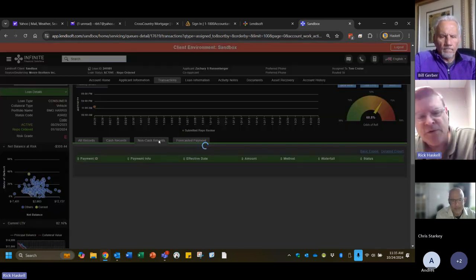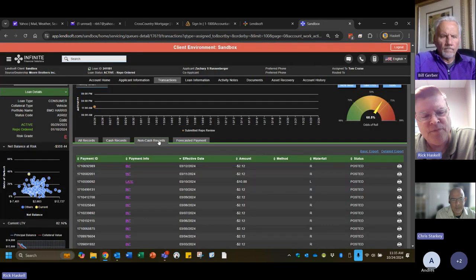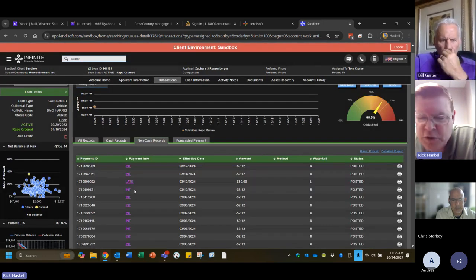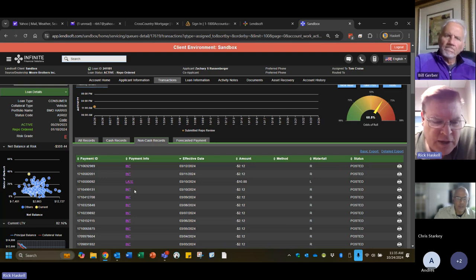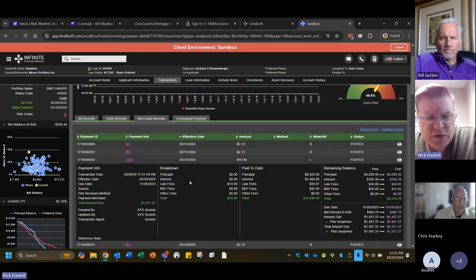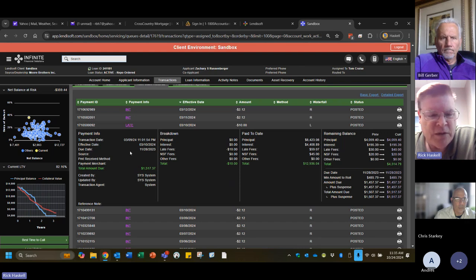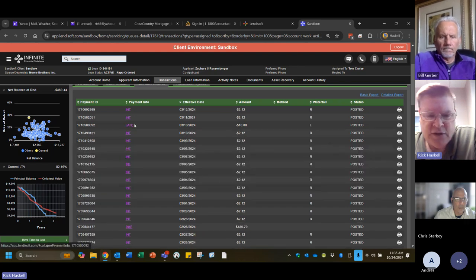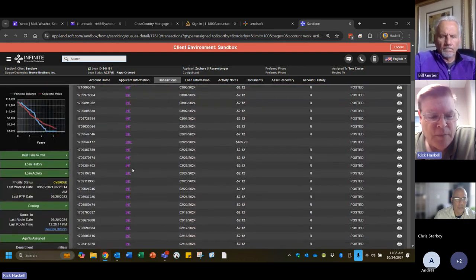Non-cash records are for things like the daily interest accruals. If it's a simple interest loan, during our nightly process we're accruing interest every night for one day's worth, they call it the per diem. And every day, you get the history here. It looks like on this loan, they actually had a late fee as well. And you can expand these as well and see the detail as these transactions appear.